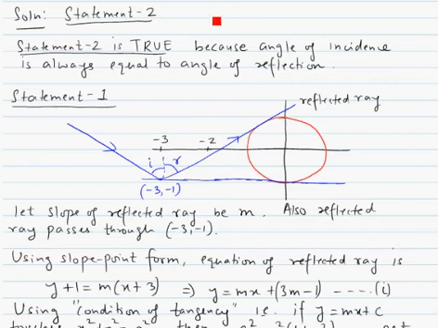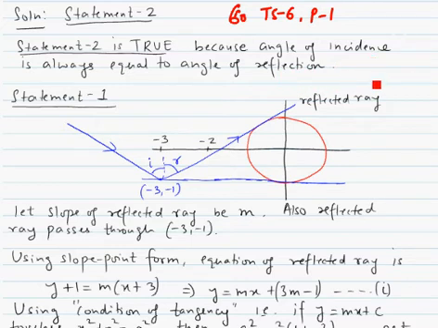Now this is question number 60, TS6, paper 1. Again it's a question based on assertion and reason. So let's see statement 2 first. Statement 2 says that angle of incidence equals angle of reflection.